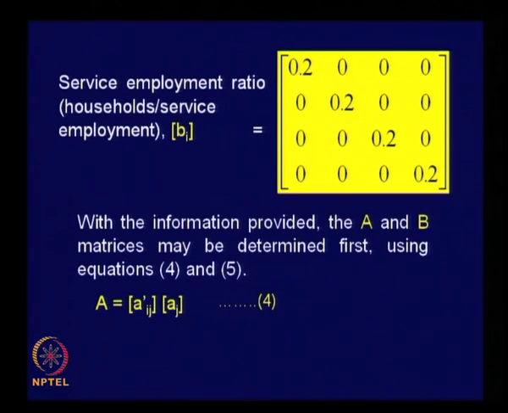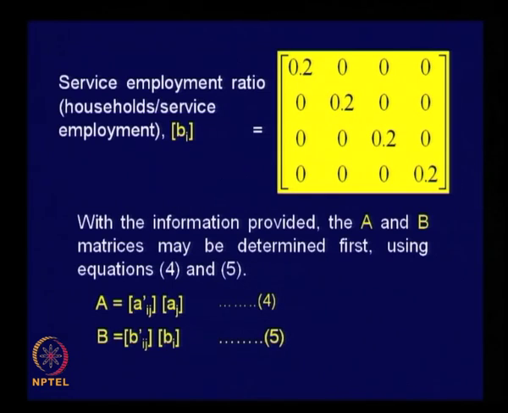A is equal to A dash ij into Aj. The values are given to us now. We know the value of A dash ij in a matrix form. Aj is also given in the form of a diagonal matrix, and B dash ij value is given in the form of a square matrix, and Bi value is given in the form of a diagonal matrix. So, it is going to be multiplication of matrices.